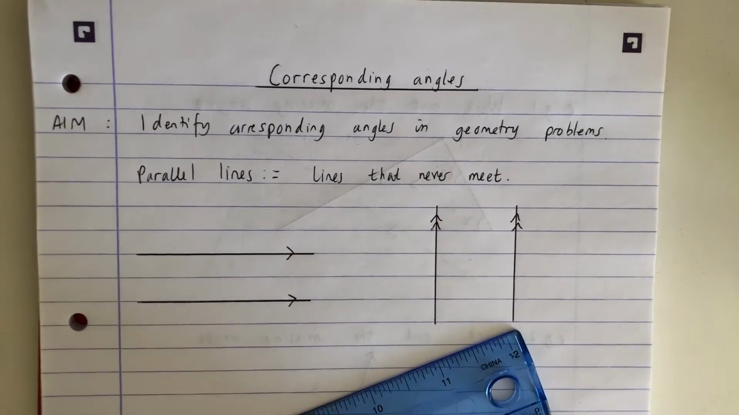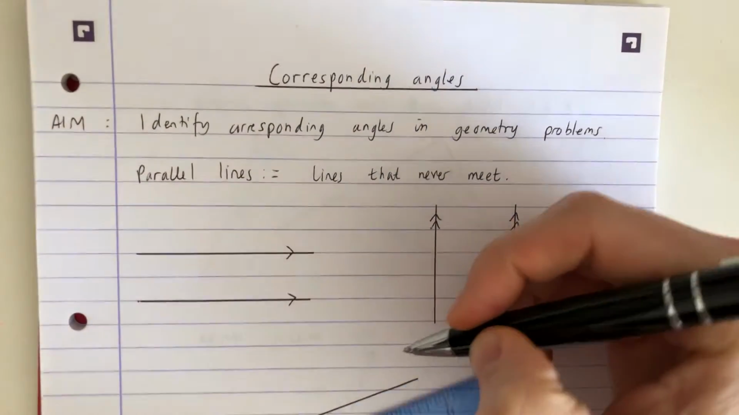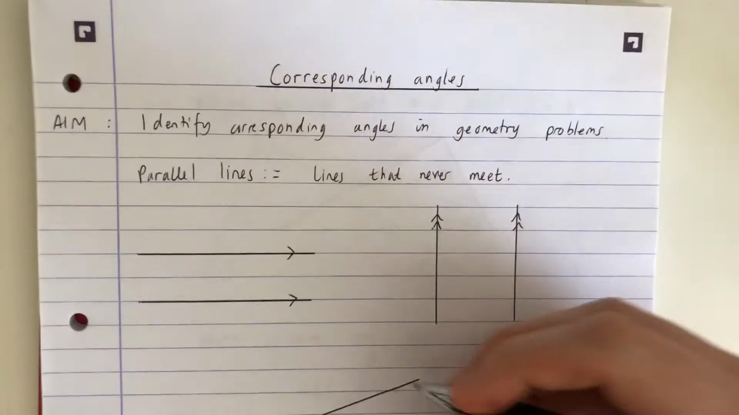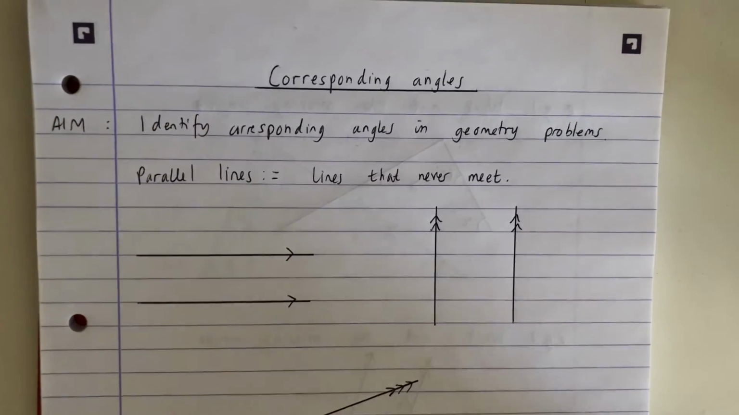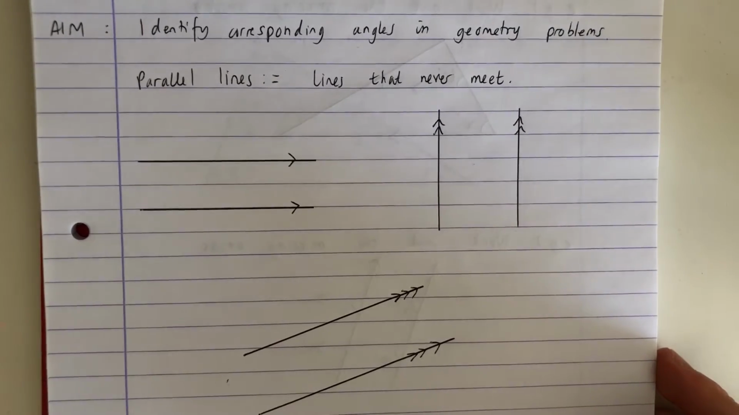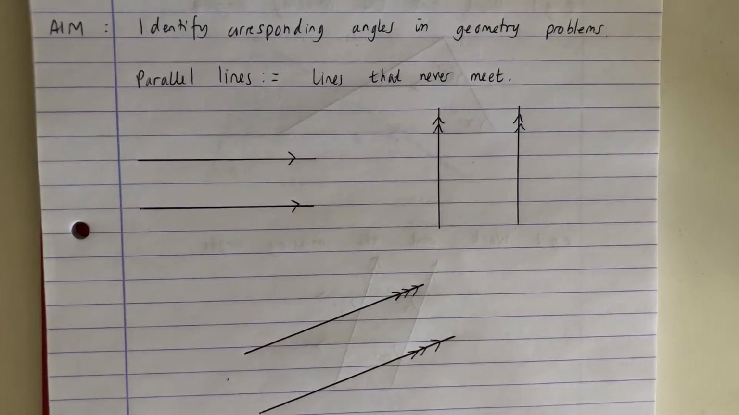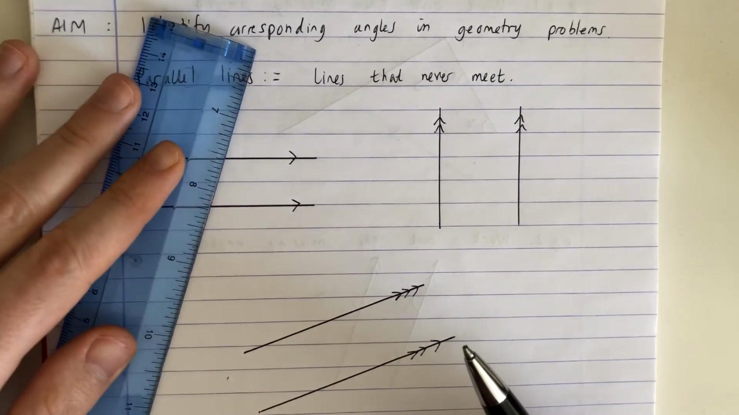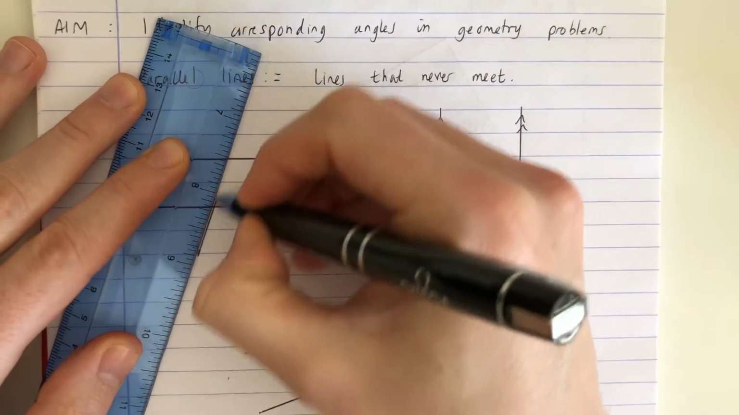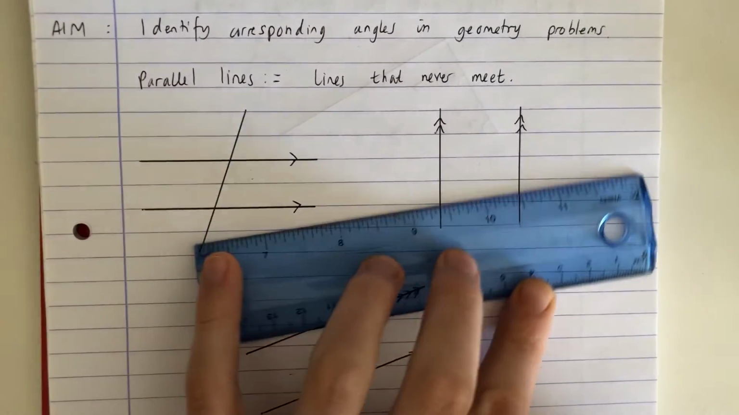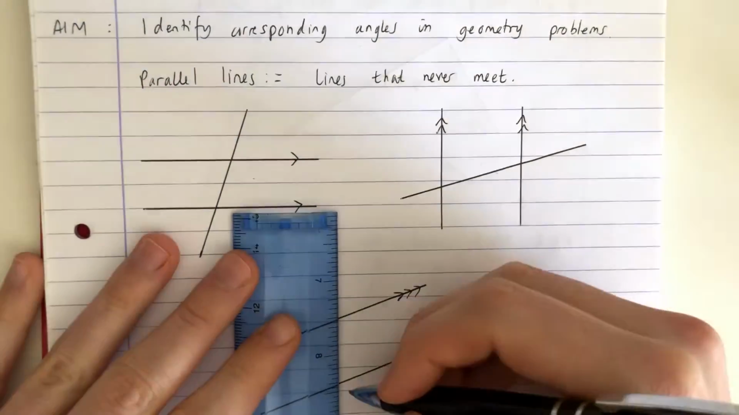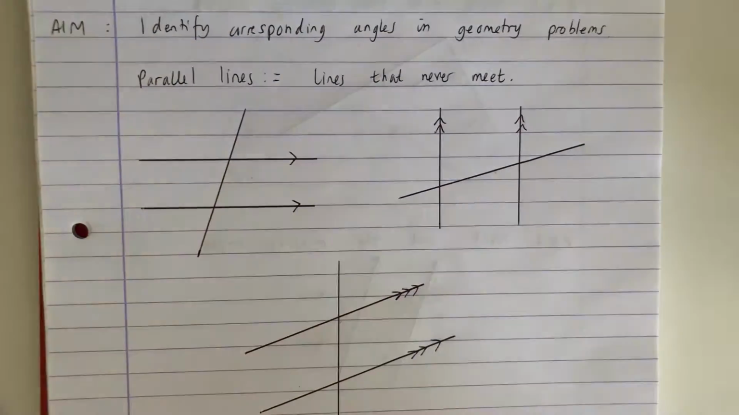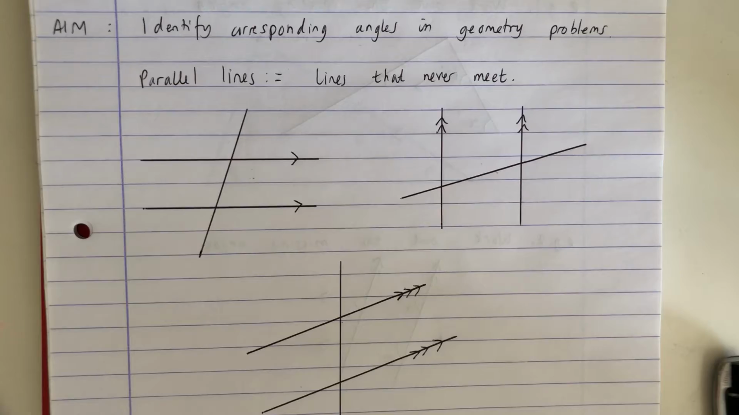I could even have them go at an angle, and that means these two lines are parallel. Now, what we need to do as well is draw a third line in. So I'm going to draw a third line in to each of these, like so. Now that third line is obviously not parallel to the other two, so we don't draw any arrows on it.